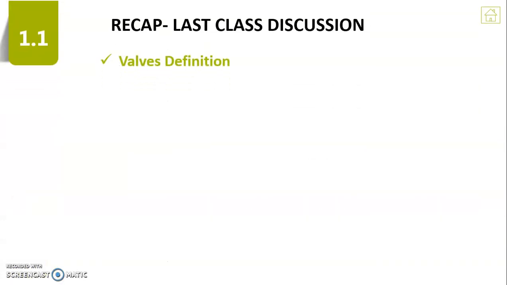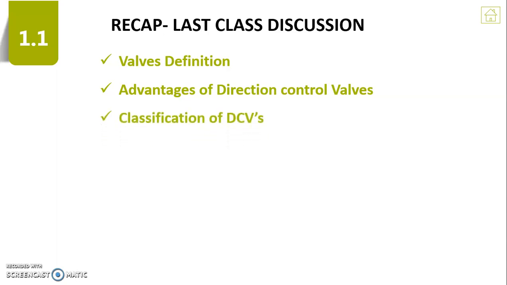First, we discussed in the last class about valves and the basic definition of valves. Valves are mostly used to start, stop and divert the direction of your pneumatic or hydraulic system. Then we discussed the advantages of using DCV valves. Direction control valves are widely used to start, stop and divert the direction for a particular application. You can also use DCV valves as relief control valves.